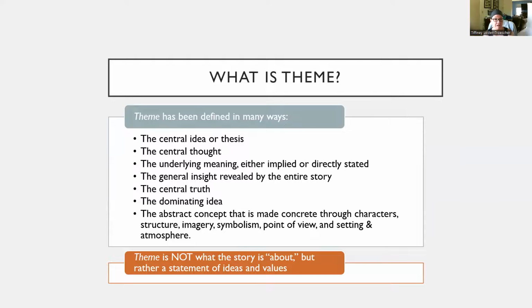The theme of Dulce et decorum est is how we shouldn't tell young children that it is brave and heroic to die for their country in battle, because the truth is it's a nightmare. And we shouldn't encourage children to take part in that, right? That's the theme.